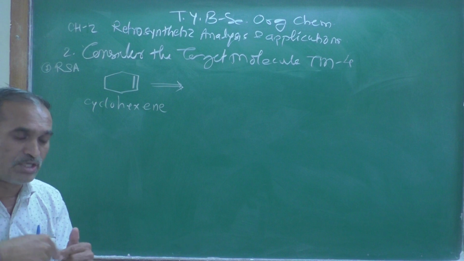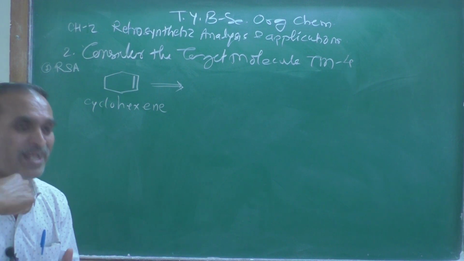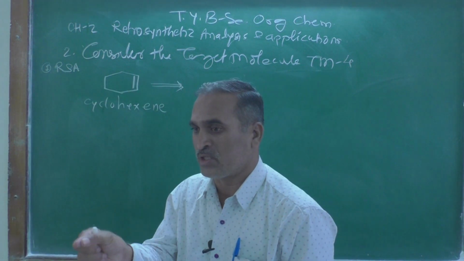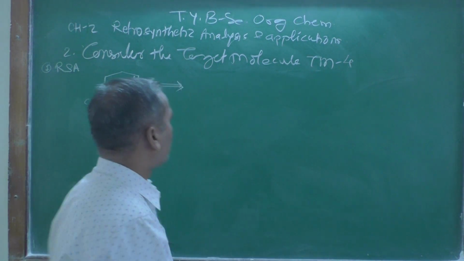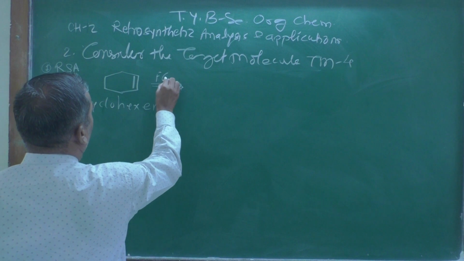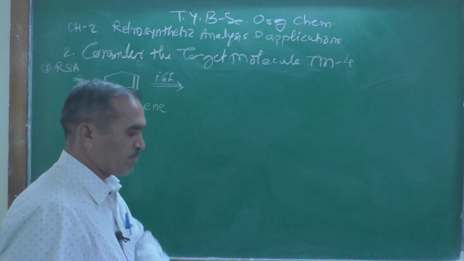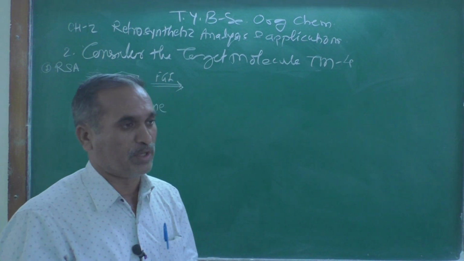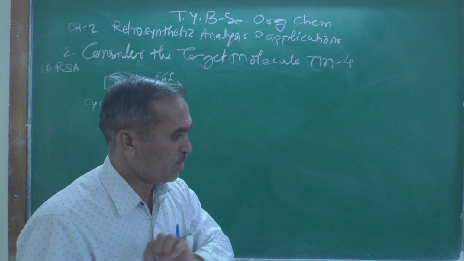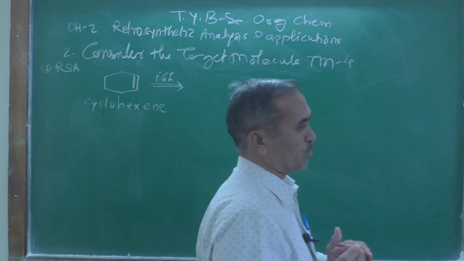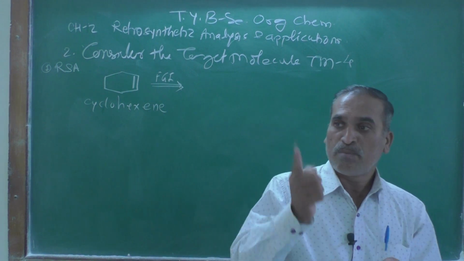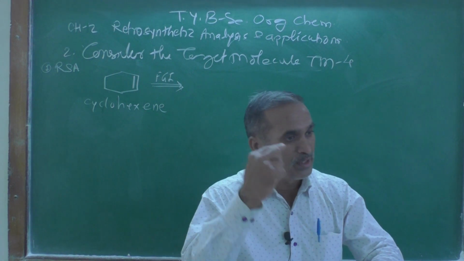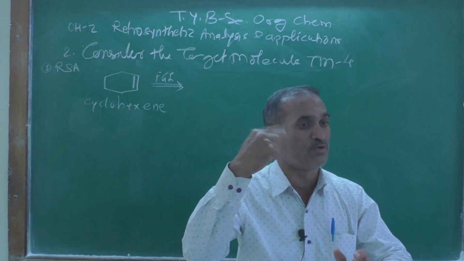On that, the usual representation of this target molecule, we must mention on it that is a FGI, right? FGI means what? Functional group interconversion. Functional group interconversion means what? Because this retrosynthetic is a powerful technique, powerful concept. It is channelizing your brain.